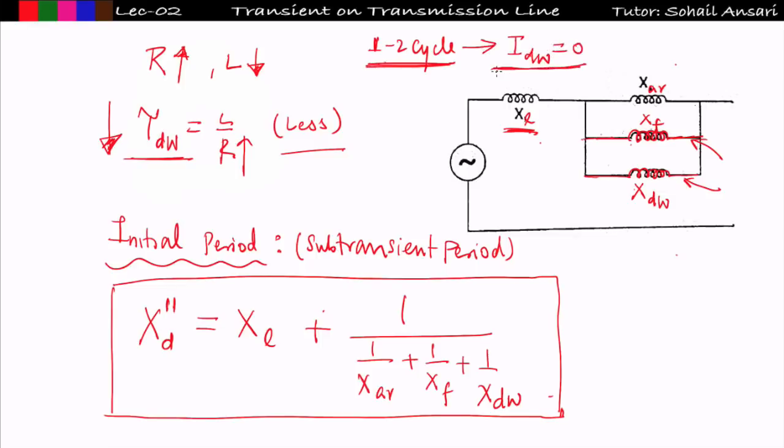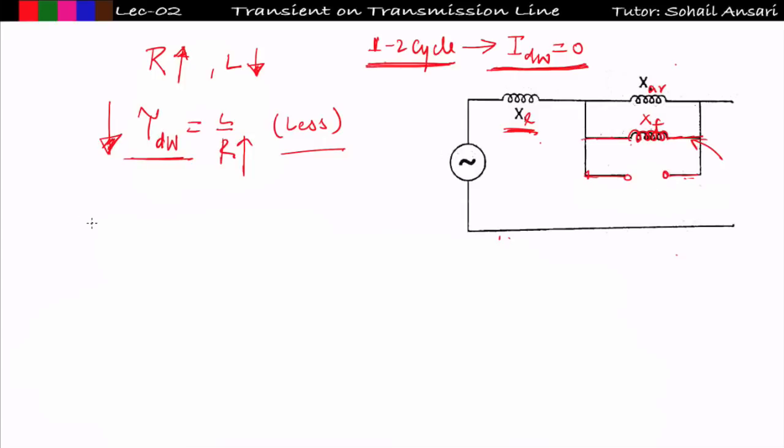So when the current in the damper winding becomes 0, that means the damper winding will be open circuit. It will behave like an open circuit, and after 2 cycles this period is known as the transient period. So initially, in the sub-transient period, I get Xd double dash equal to XL plus this much. Now in the transient period there will be no effect of the damper winding reactance. Why? Because the damper winding damped out the oscillation within 1 to 2 cycles, and after that the current becomes 0 in the damper winding, therefore it can be replaced by an open circuit.